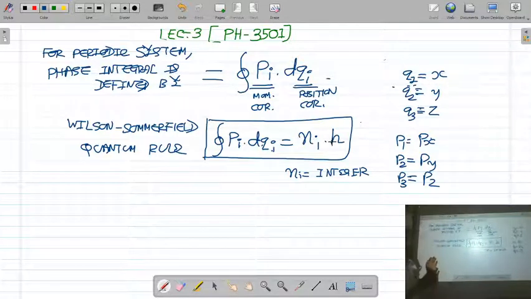So let us see the application of this phase integral, that the value of each phase integral pi dqi is an integral multiple of Planck constant h, and which results can be derived. I take one example.